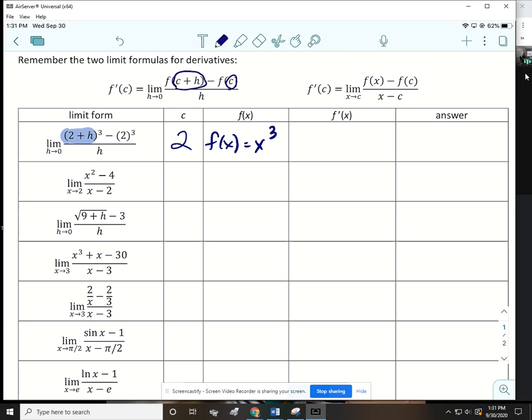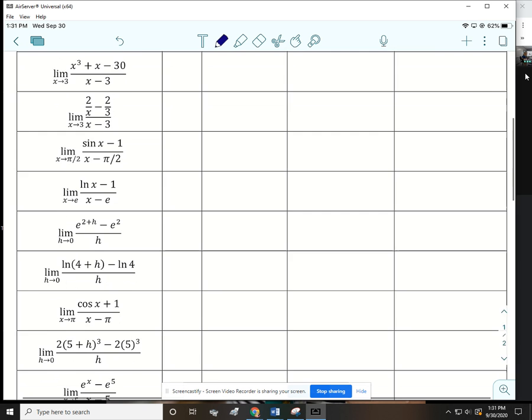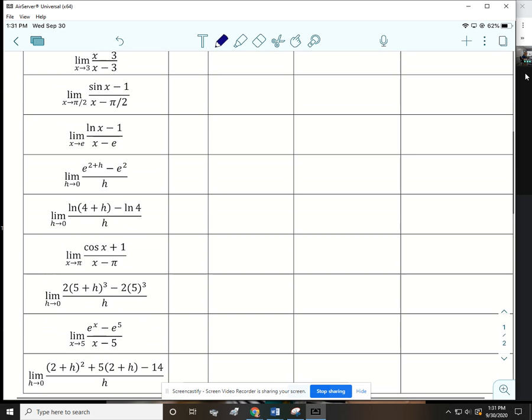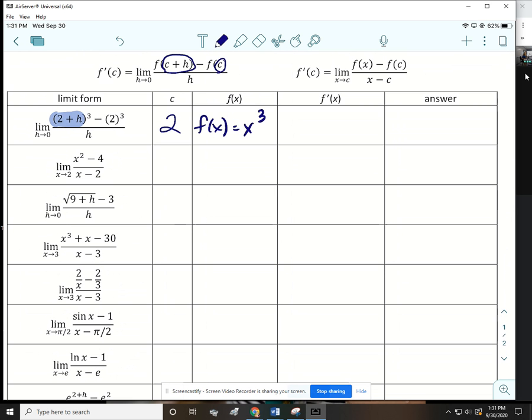All right, so wherever you see the 2 plus h, or the 4 plus h, or 5 plus h, you make that x, and then that's your function. And then we don't need the limit anymore. From here, I can find the derivative of that function by doing the power rule. And then the answer is what we get when we plug our c value into our derivative.